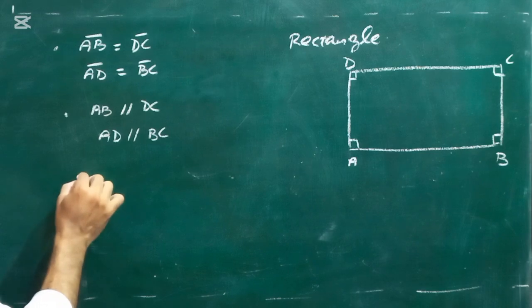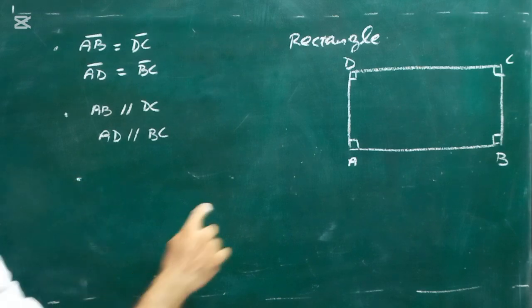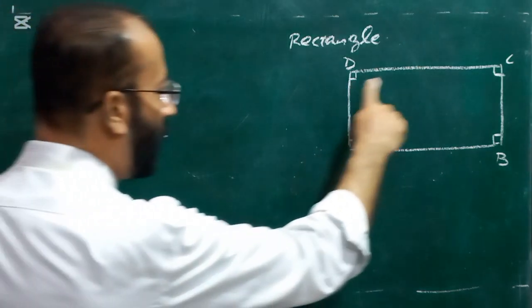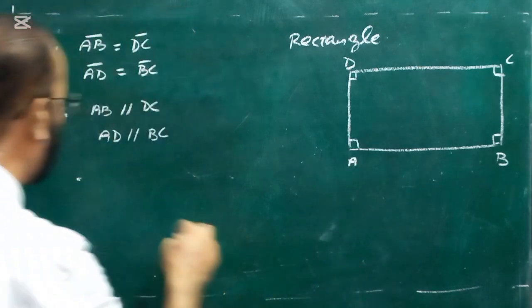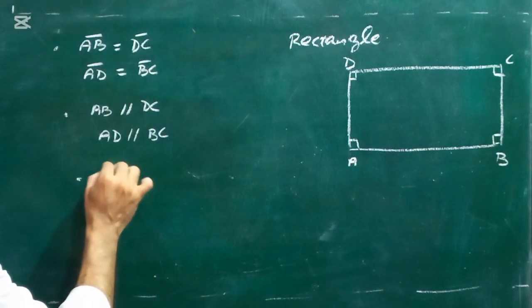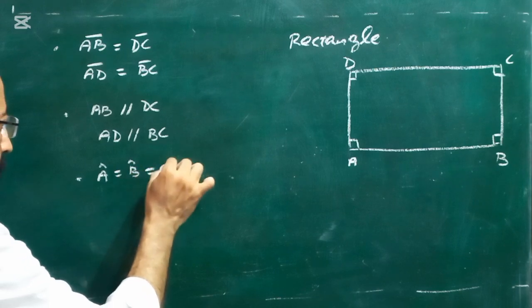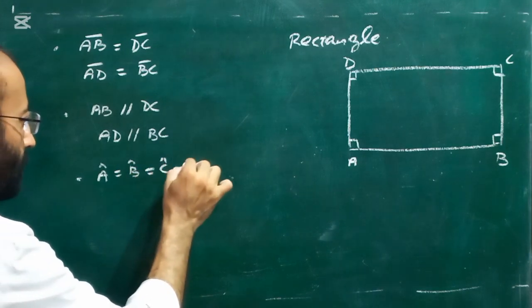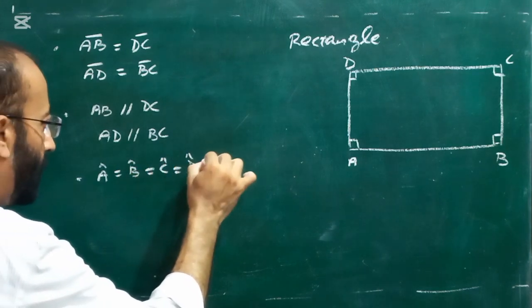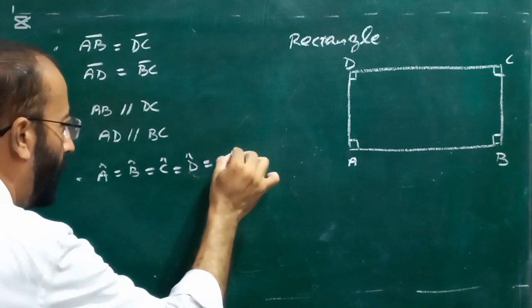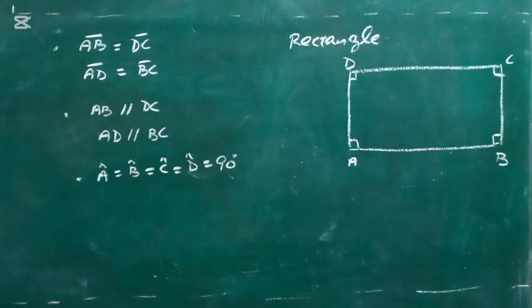The next property is opposite angles are equal and each angle is of 90 degrees. So it means angle A is equal to angle B is equal to angle C is equal to angle D is equal to 90 degrees. Each angle is of 90 degrees.